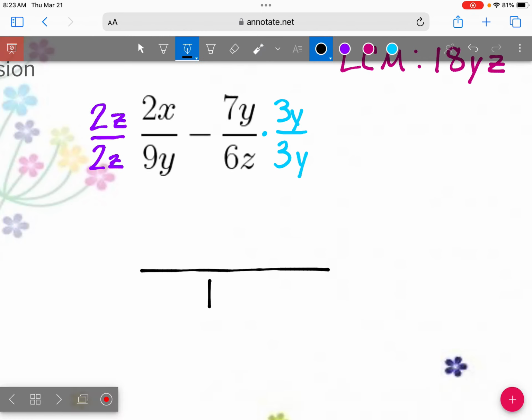So we're going to wind up with our 18yz as our denominator. And we have 2z times 2x, giving us 4xz. And we're going to subtract 7y minus 3y, which gives me 21y squared.